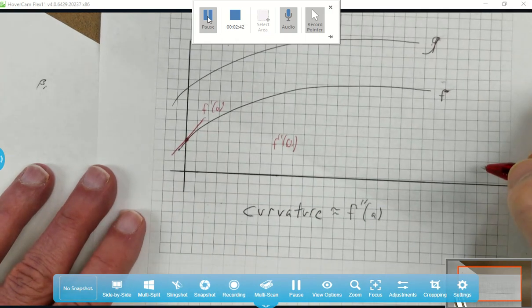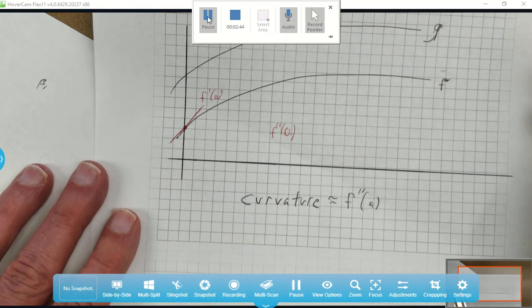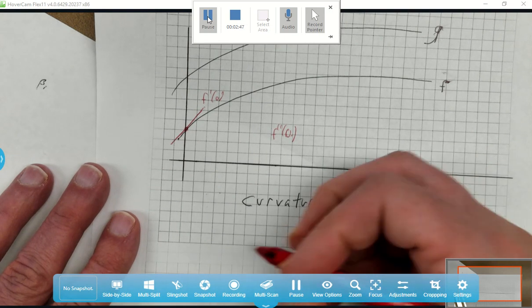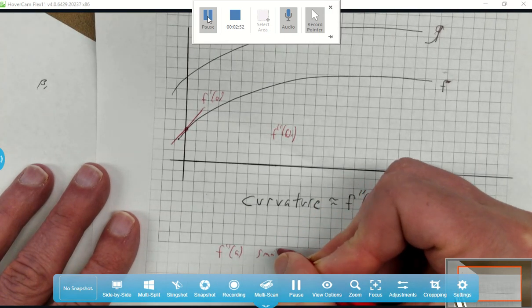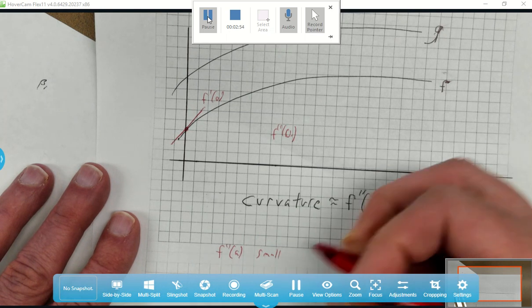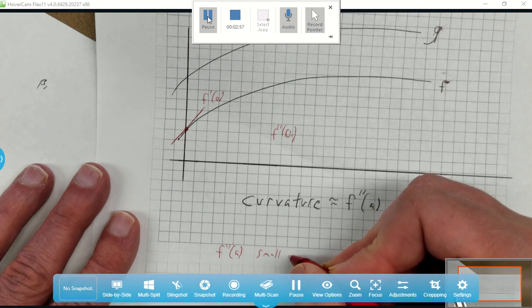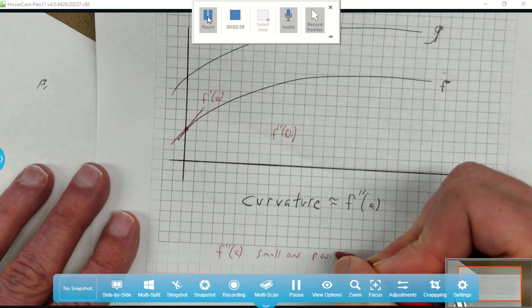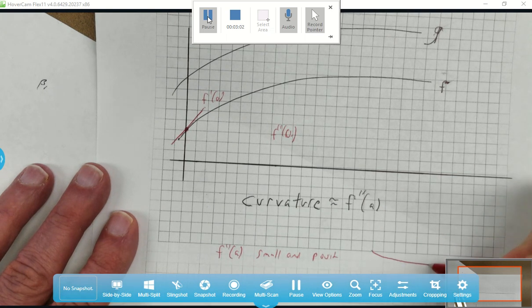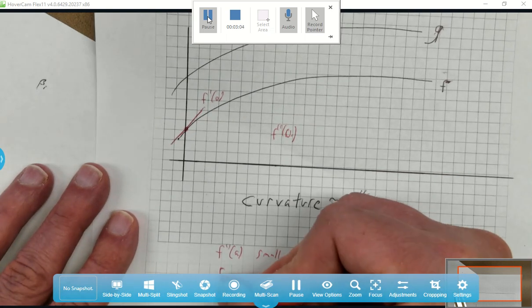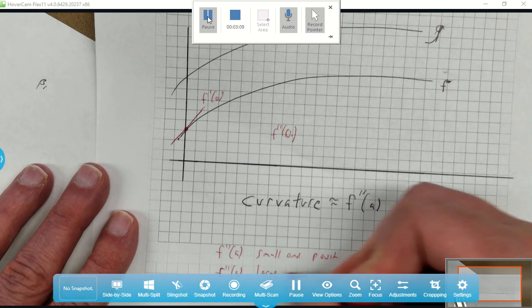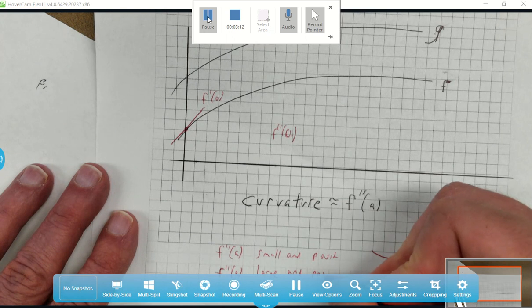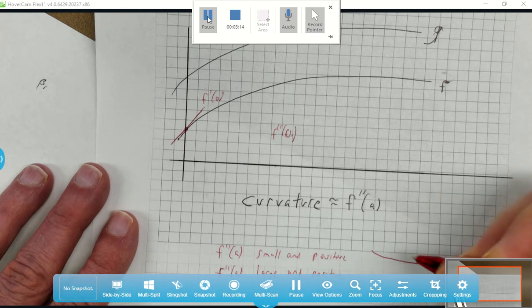And what happens is that if f double prime of a number is small, and let's make it also positive, then it's relatively slowly changing up. But if f double prime of a is large and positive, then it increases quite steeply.